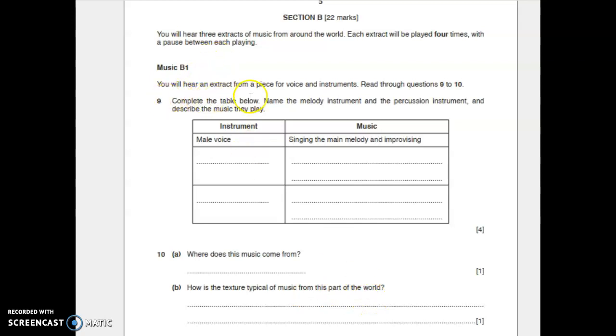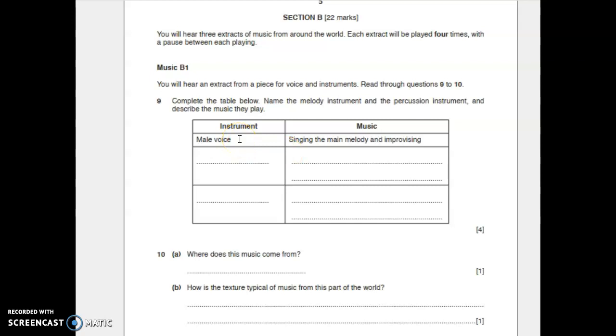B1, you will hear an extract from a piece for voice and instruments. Read through the questions 9 to 10. Complete the table below. Name the melody instrument. So we will have a melody instrument there and a percussion instrument, and describe the music they play.